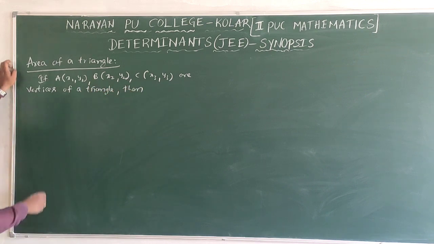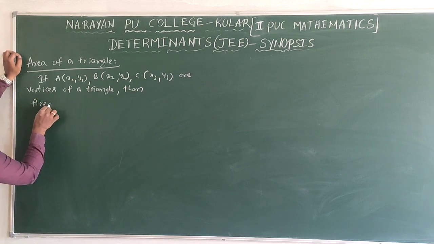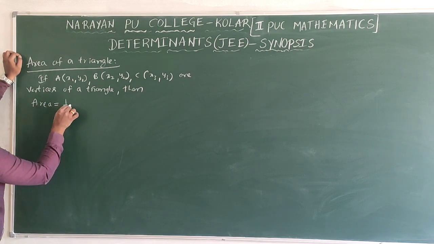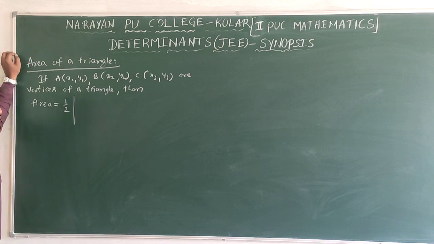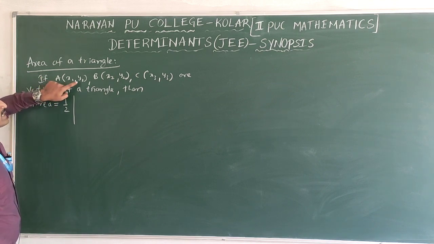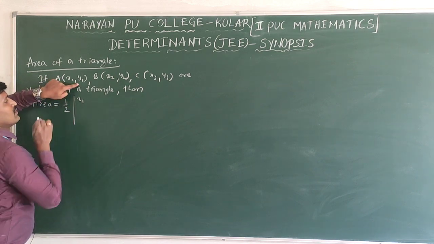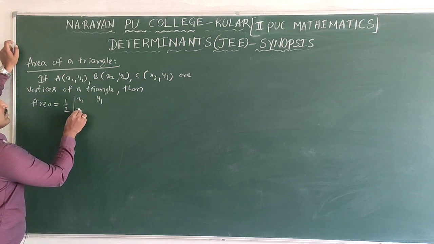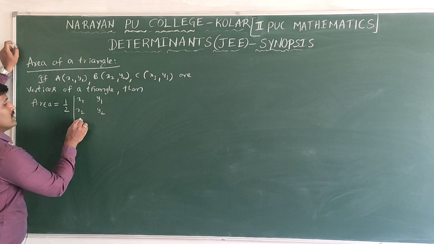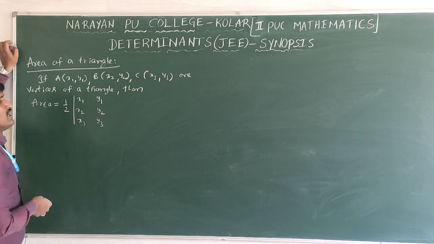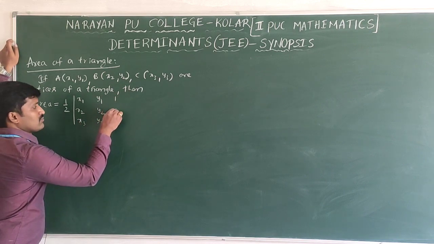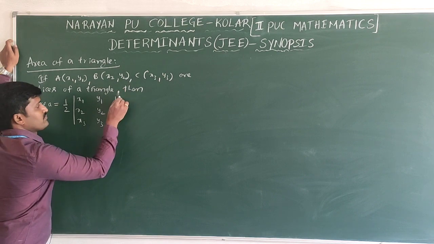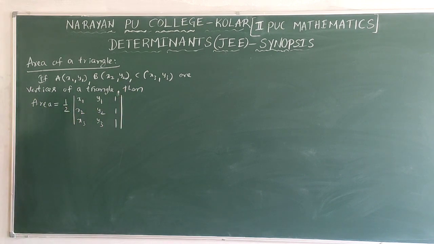then area equals half into the determinant of the first vertex. What are the vertex values? x1, y1, second point x2, y2, third one x3, y3. Now the third column, take it as 1 elements. If you expand this along any row or column, you will get the area of triangle.